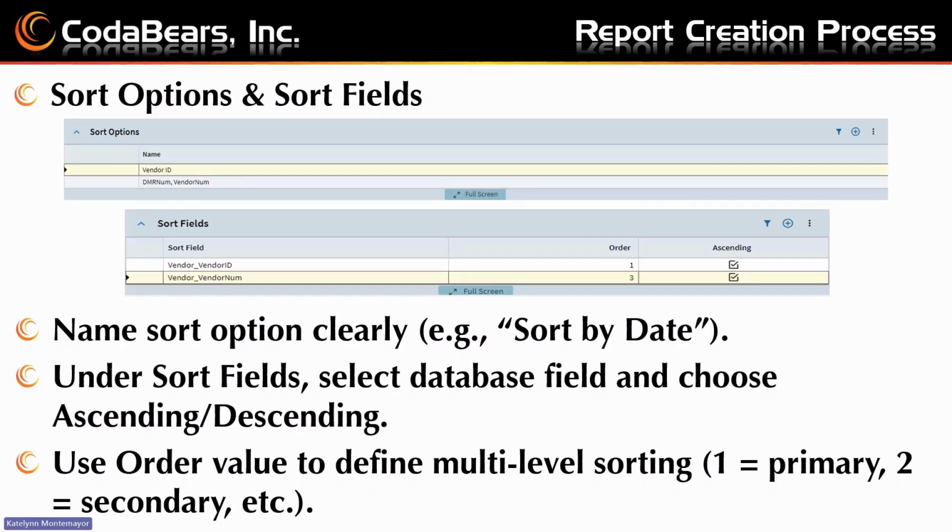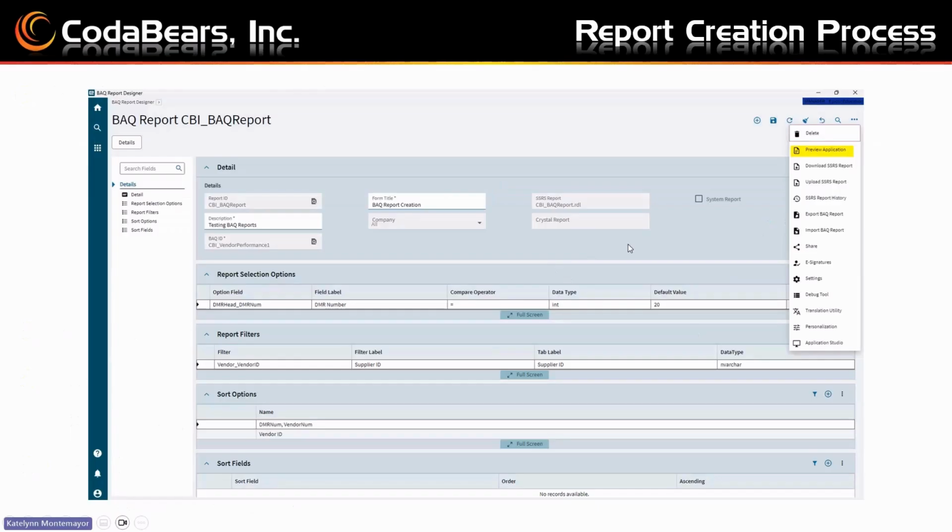So again, I think it'll make more sense when I show you the next slide. But this is just the title, or what you see first, and this is what it's actually going to be sorting. For DMR num and then vendor num, my fields would be DMR num up here and then vendor num, and I would have the order as 1, 2, or 1, 3 if I wanted to sort my report by different things. And in order to see where all of this comes into play, we're going to go to that right upper corner and press preview application.